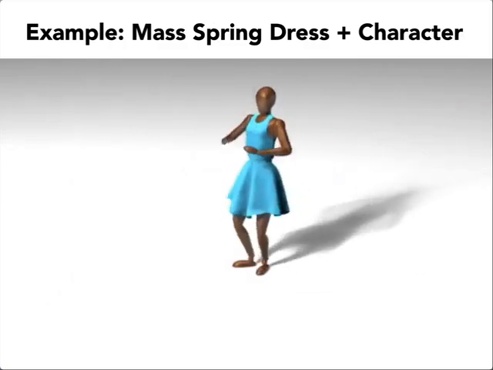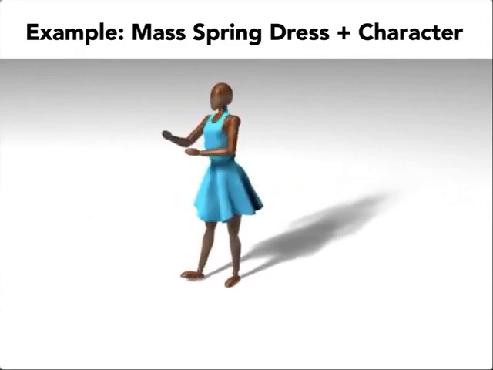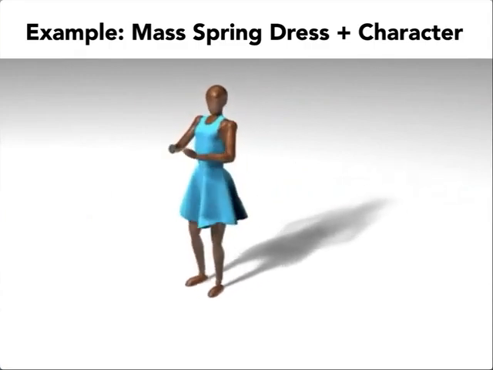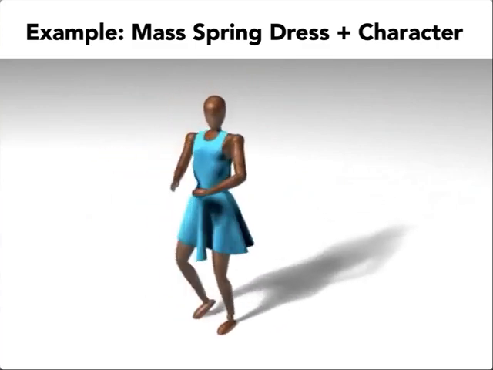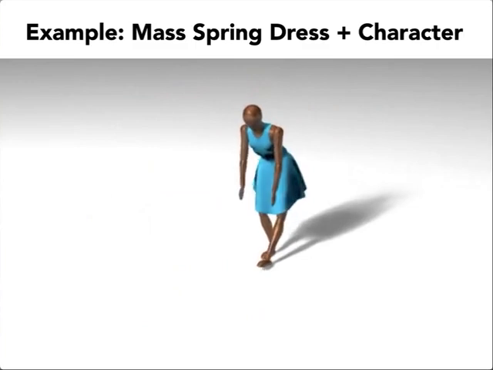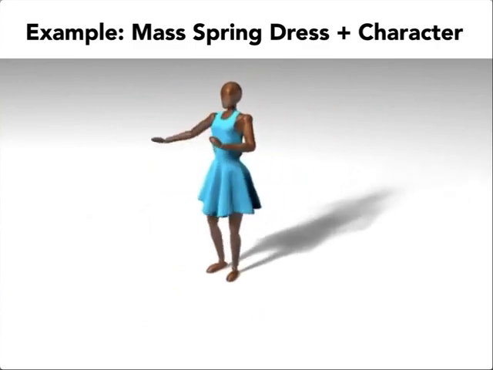If you do that kind of modeling, you can end up with a mass spring piece of cloth that could be modeled into a dress, put onto a character, and that mass spring dress is just responding to the motion of that character and then to gravity in order to provide its dynamical behavior.